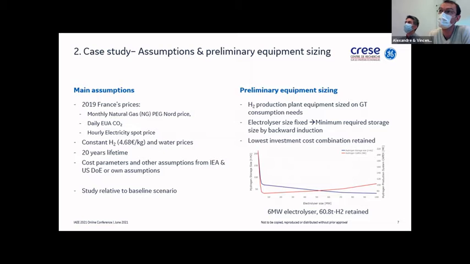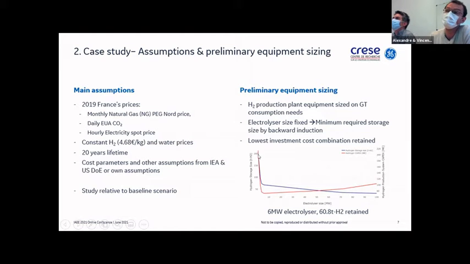We made a choice in this case, and we decided to size them for the gas turbine hydrogen needs. What does it mean? It means we're going to produce enough hydrogen to ensure the gas turbine can run as per the profile shown in the previous slide. This is the choice we made. So how did we do that? Basically, we fixed an electrolyzer size, and then by backward induction, we calculated the required hydrogen storage capacity so we can fill the gas turbine needs. And this is what is shown on the curve here.